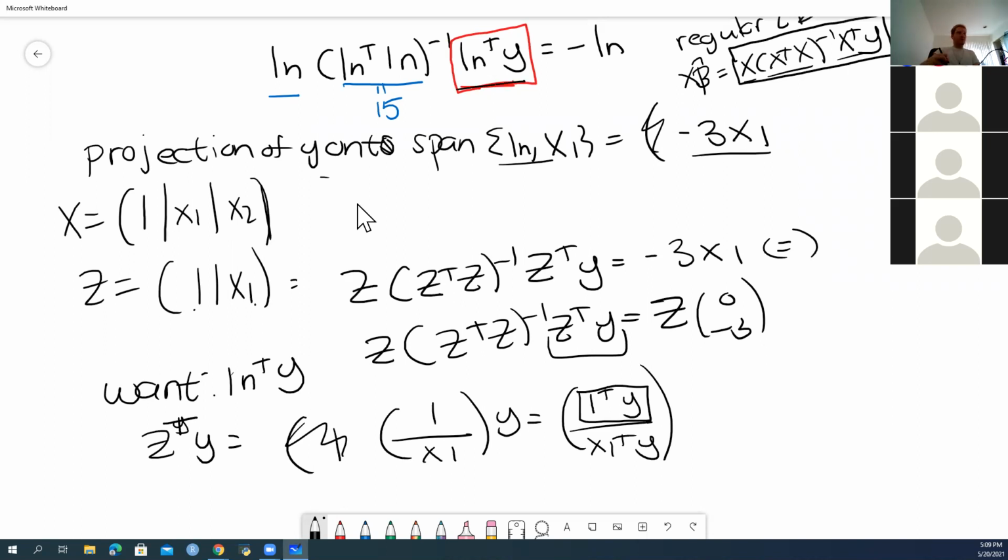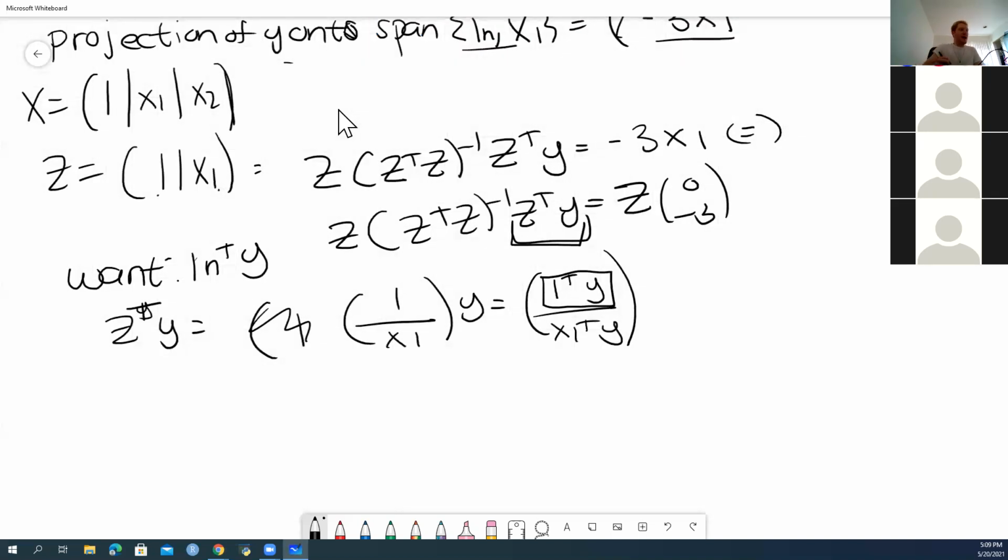So remember, we're looking for this. We know this already. We're looking for this, and I'm saying, look, it's right here, the z transpose y thing, okay? And luckily, we know more than we think in here because we know what x transpose x inverse is.